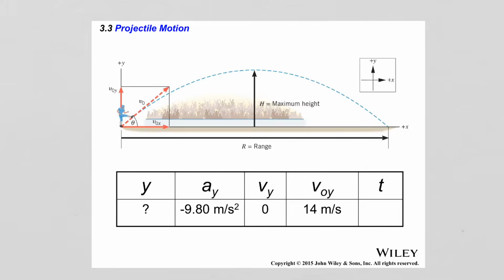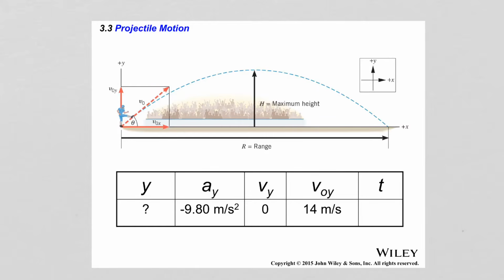So now in the table with my kinematic variables, I'm looking for the vertical displacement at the highest point of the parabola. I know the vertical acceleration, negative 9.8 meters per second squared. That's constant and it's always the same value. The vertical component of the velocity Vy at the highest point is 0. I know that as well because that's when the projectile does not go higher anymore. The initial y component of the velocity is 14 meters per second, and I don't know anything about the time to reach the highest point.